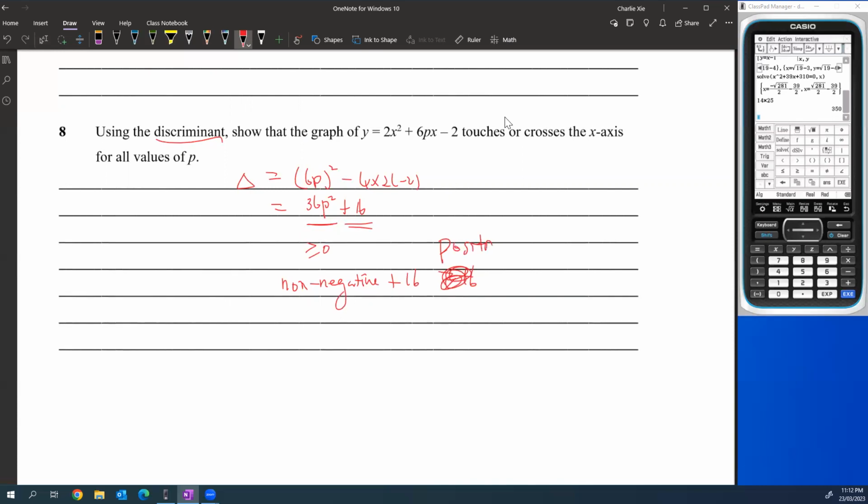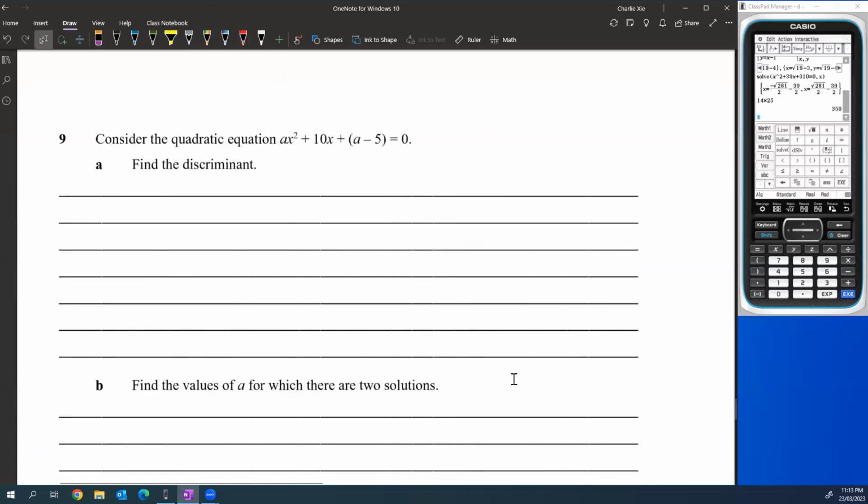Okay, it's a positive number. So briefly speaking, your discriminant is a positive number, so that's greater than 0. If your discriminant is greater than 0, we have seen before that means it's got two solutions, so definitely it crosses the x-axis. So you can make the statement: it crosses the x-axis, simply because the discriminant is greater than 0.